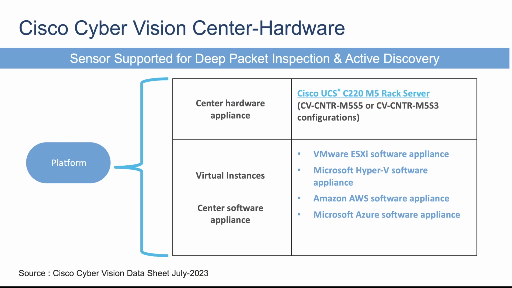Okay, let's come down to Cisco CyberVision hardware. Cisco CyberVision can run as dedicated hardware. We have two options of dedicated hardware, both M5 machines as of now: the M5 S5 and the M5 S3. It could also run as virtual instances. This could be running on VMware ESXi or Microsoft Hyper-V, or even in the cloud like AWS and Azure.